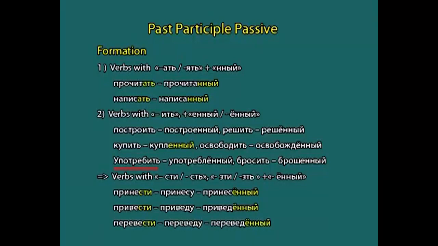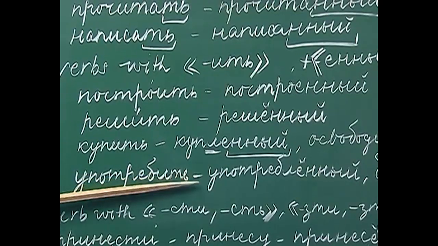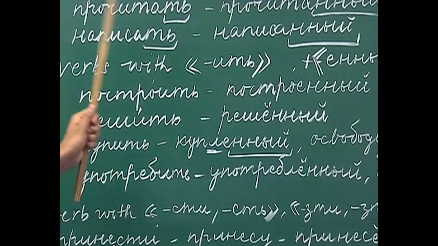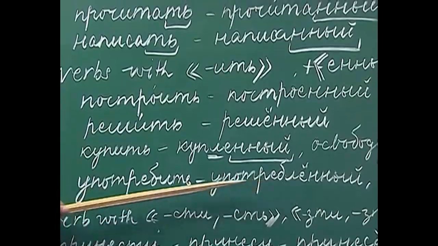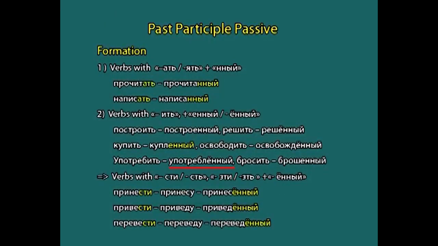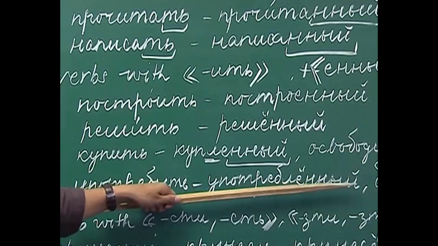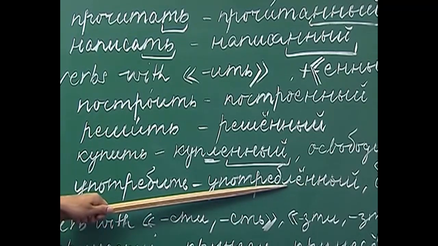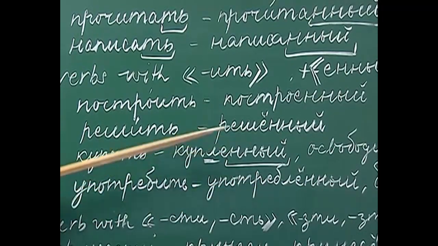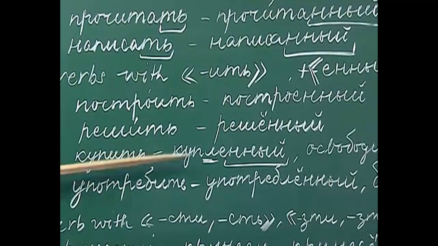Upatribit. Upatribit is the perfective aspect of the verb upatribyat, to use. How do we make the past participle passive from this verb? Upatribyonni. So here again we are using yonni with an additional consonant l, in the same way as we have done with kupit.